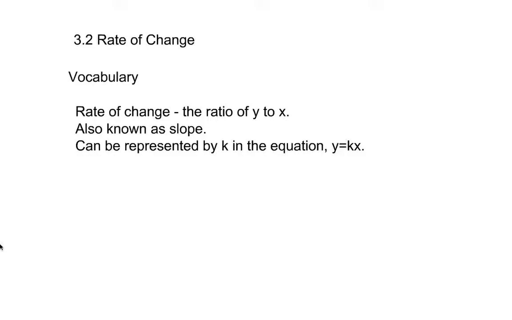Okay, vocabulary. Rate of change is the ratio of y to x, and this should sound really familiar because in 3.1 we were finding the ratio of y to x with tables. Again, rate of change is also known as slope, so they're the exact same thing. And because they are the exact same thing, they can be represented by k in the equation y equals k times x. So we actually were already using this concept, just not putting a name to it.